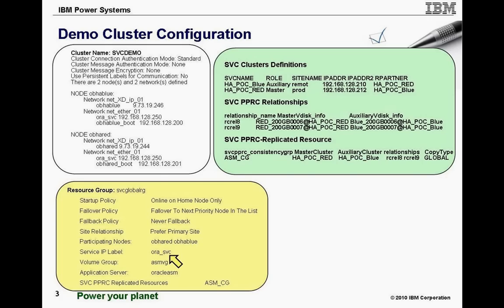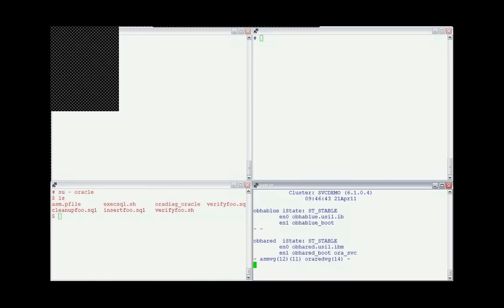Now, we have a single service IP address of Oracle SVC. It is this 128.250 address. We have a single volume group that consists of the two LUNs at each site. We have an application server that stops and starts the application. And then we also have our replicated resource configured, which is our consistency group. So now with that, let me switch over to our PuTTY sessions and get ready to actually show the demo.